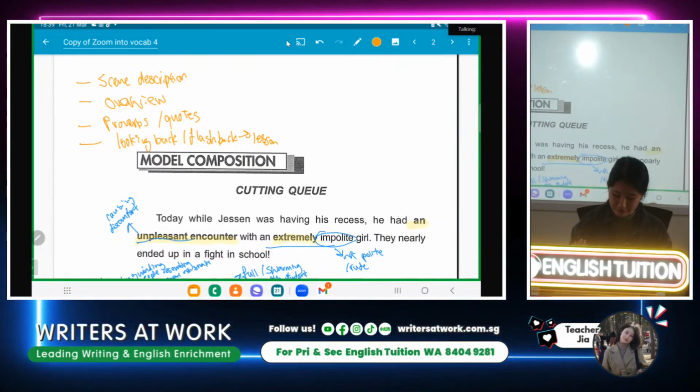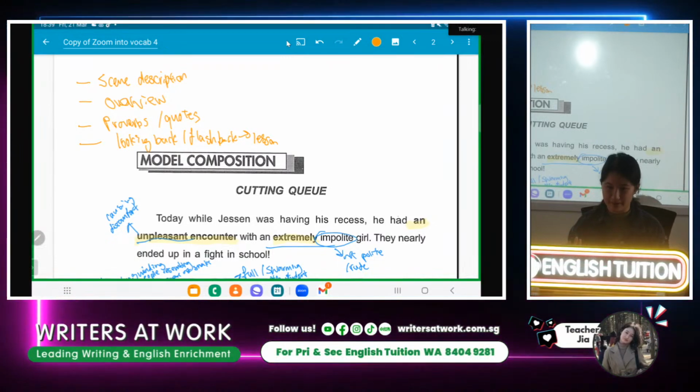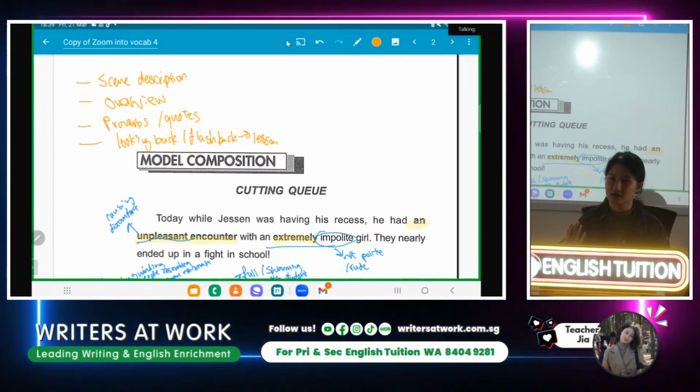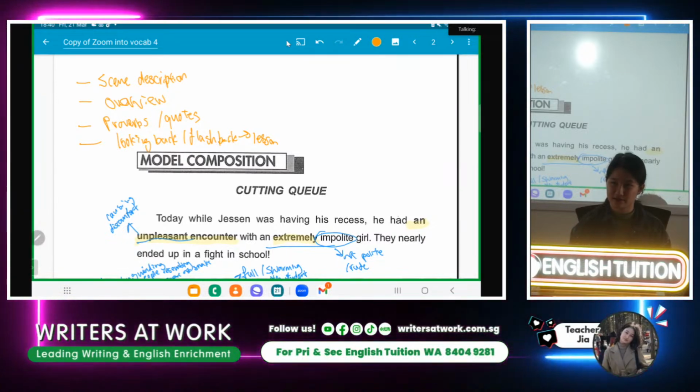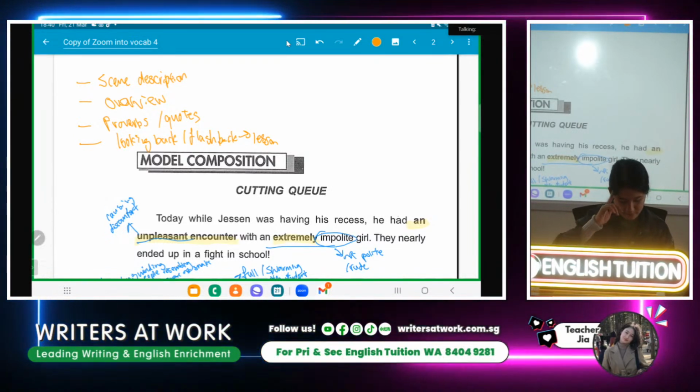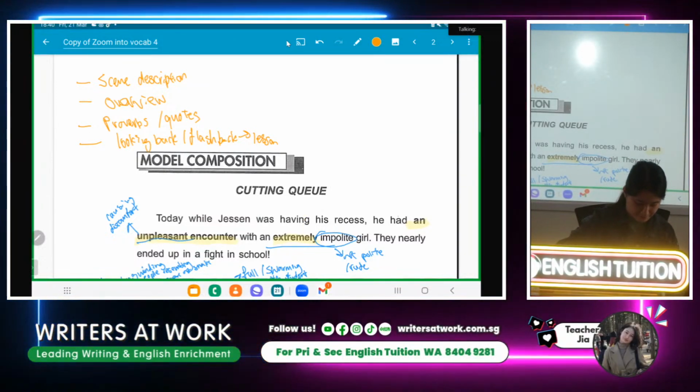You can also start with an overview, which is what is happening here. "Today, while Jensen was having his recess, he had an unpleasant encounter with an extremely impolite girl. They nearly ended up in a fight in school." The overview gives you the rough information of what's going on, but it does not take away from the whole story. You do not want to write down every single detail of your story in your introduction and then repeat everything again. If you say everything in your introduction, what's the point of writing the rest of the story? We have to be clear with that.